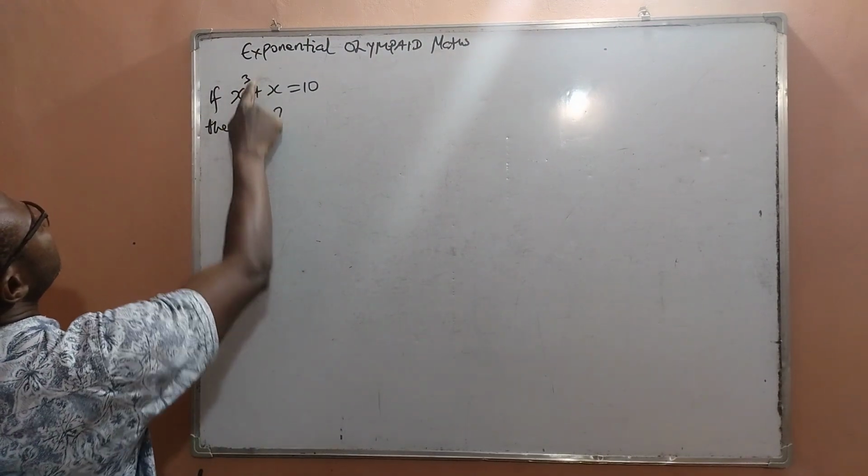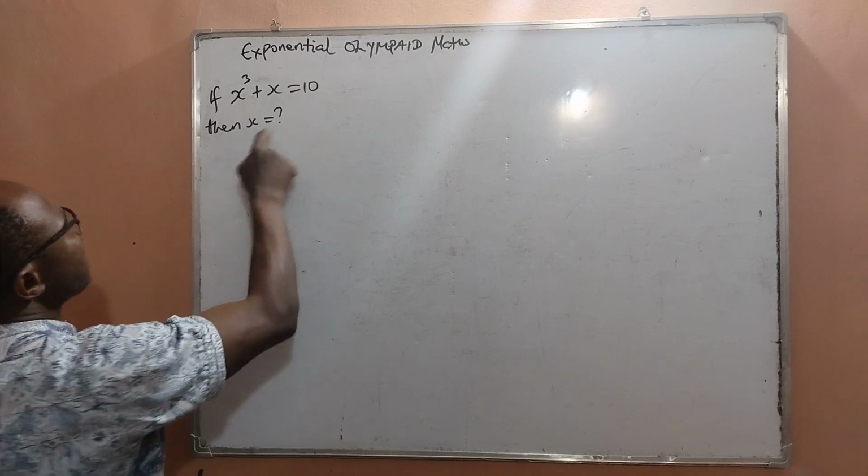Today's evening class is an exponential Olympiad math problem. It is given that if x raised to the power 3 plus x is equal to 10, then what should be the value of x?